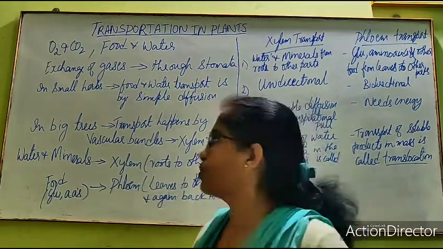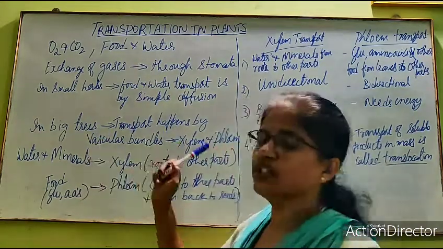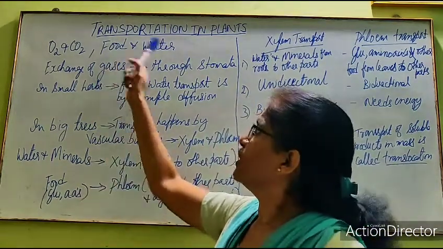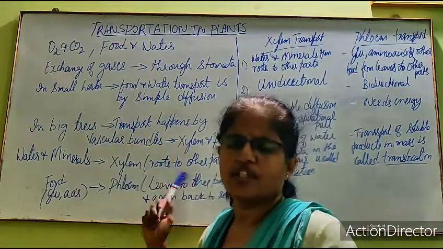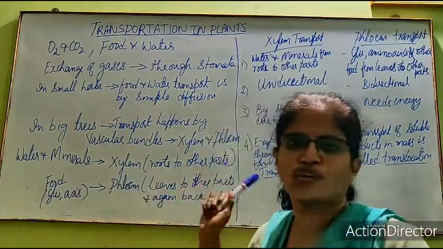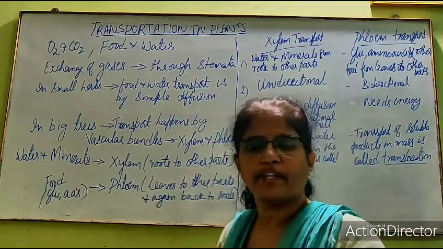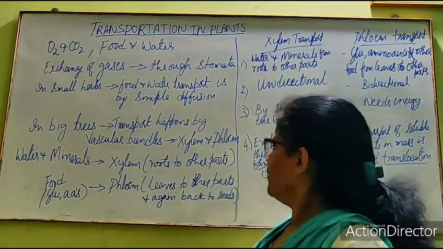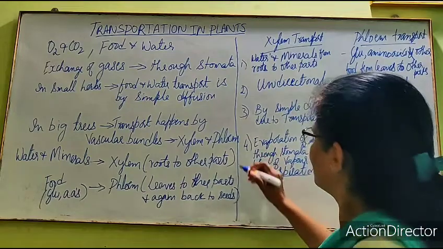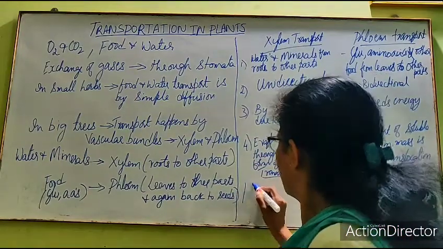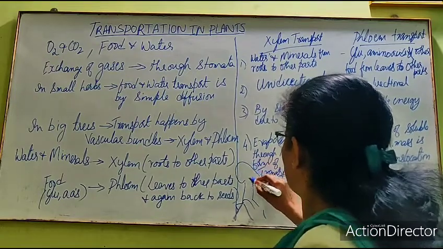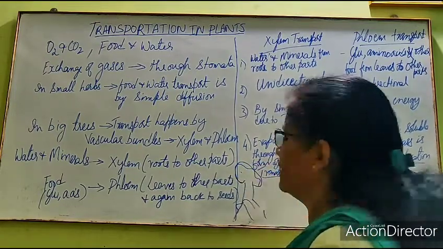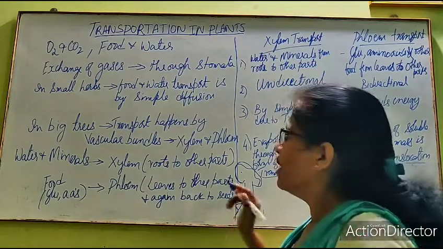There are tissues called vascular bundles. In big trees, transport of food and water takes place through vascular bundles. You have studied vascular bundles, that is xylem and phloem, in your earlier classes. Right? If I draw a tree, this is just a small diagram.